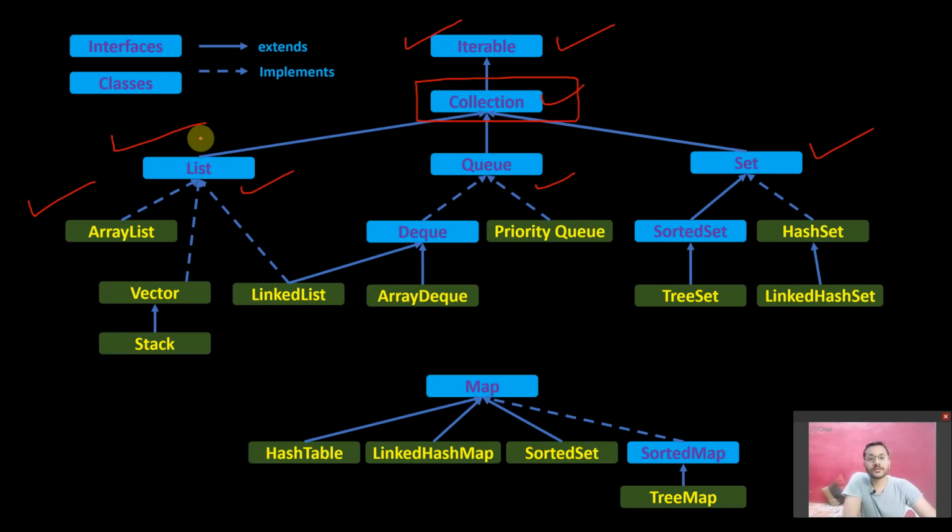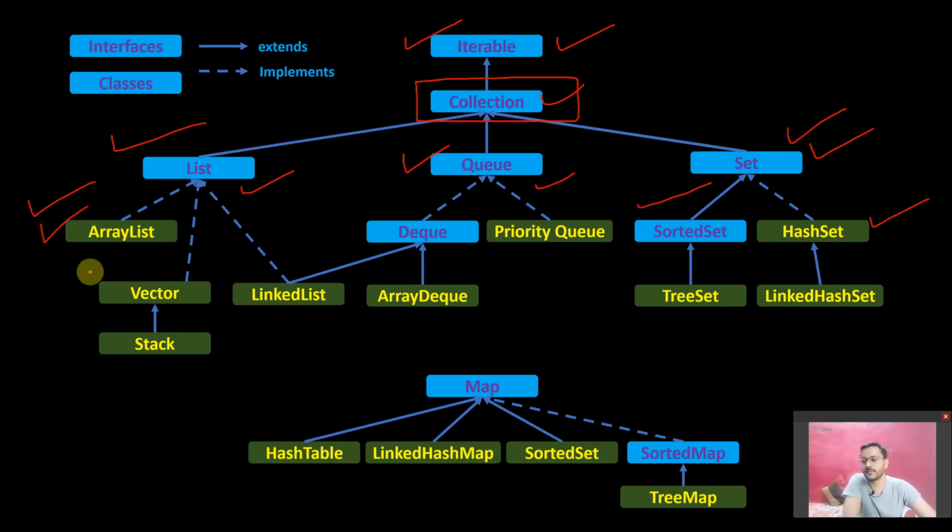Why do we use a List? If my need is insertion order and I want duplicate elements, we go for a List. For Queue, if you want to follow an order like first in, first out, you go for a Queue. For Set, if you don't need duplicates and don't need insertion order, you go for a Set. Different set implementations give you different functionalities.